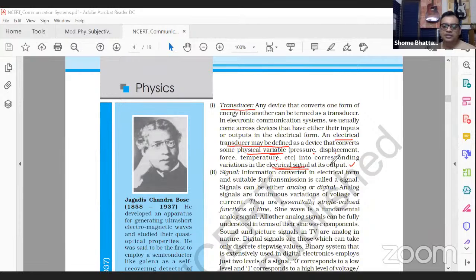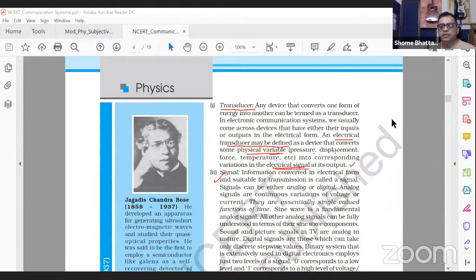But in reality, even the reverse is a transducer, something that converts an electrical signal into a physical variable. That is also a transducer. So just like a microphone is a transducer, a speaker is also a transducer. An electronic thermometer is a transducer. But electric heater also in a sense is a transducer because it converts an electrical current into heat energy. So in the broader sense of transducer, that is there. Okay. Then signal, okay, we've discussed about.